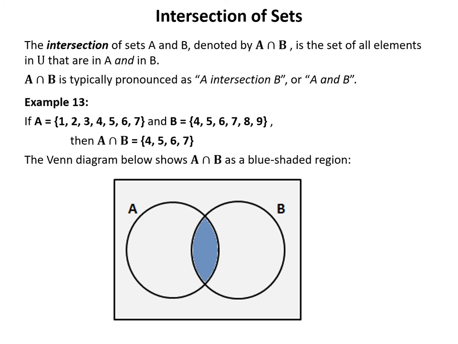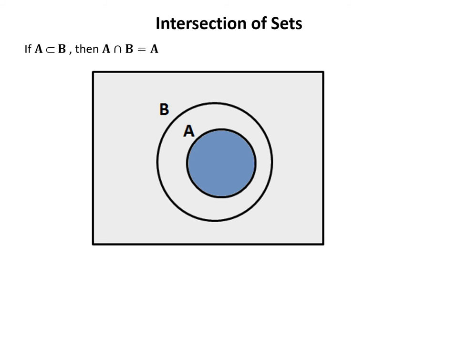The Venn diagram below shows A intersection B as a blue shaded region, and you can see it's just the area where the two sets A and B overlap. Now, if A is a proper subset of B, we have the Venn diagram showing that A is inside of B, surrounded by B. In that case, the intersection of A and B is actually equal to the set A, because the only part of B that's also in A is the set A, because A is entirely enclosed in B.